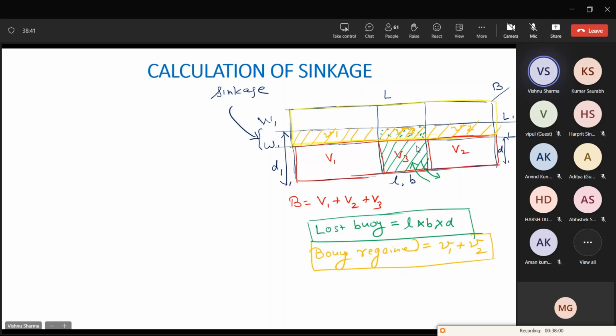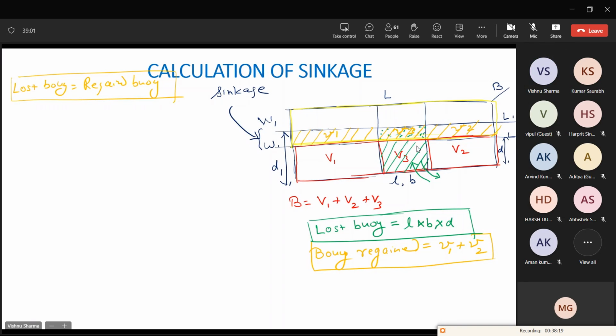So do you agree with me that lost buoyancy and regained buoyancy have to be the same? Yes or no? Yes, sir. Do you agree with me? Yes. Now, look at the diagram and tell me, the upper diagram.